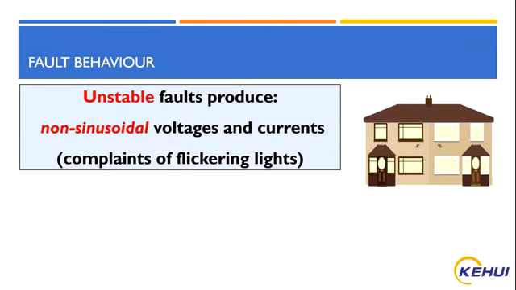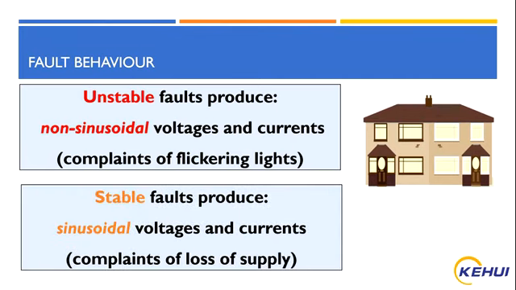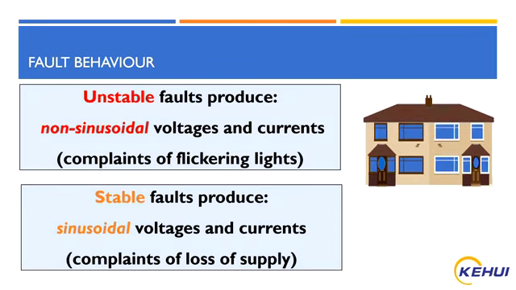Unstable faults produce non-sinusoidal voltages and currents, which affect the supply, often leading to complaints of flickering lights from consumers. Stable welded faults, however, produce sinusoidal waveforms, with the increased current leading to protection operation and a loss of supply. Stable open circuit faults result directly in loss of supply for customers beyond the fault point.